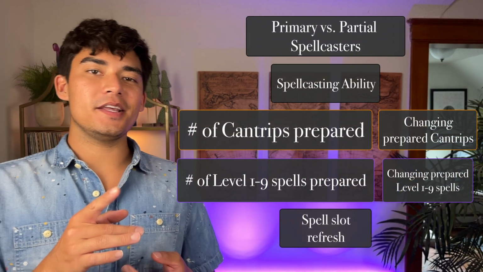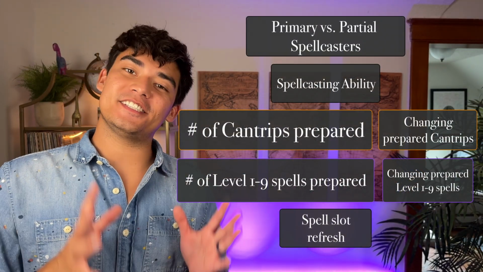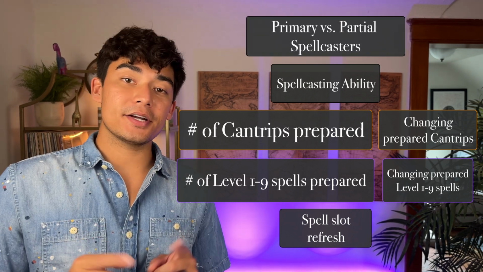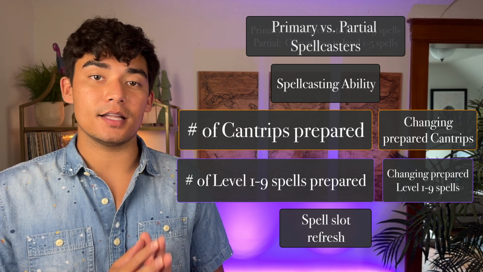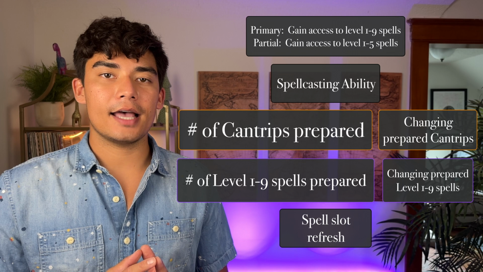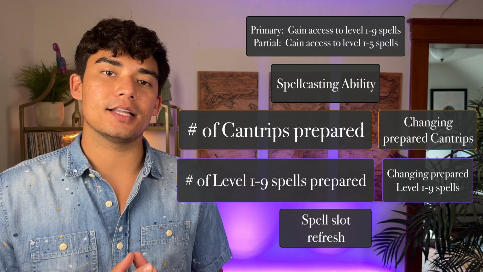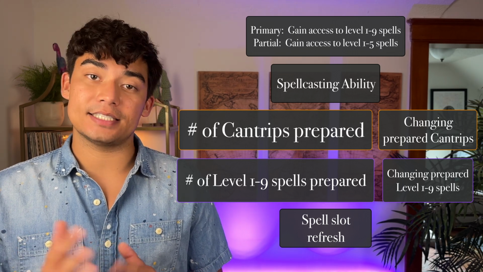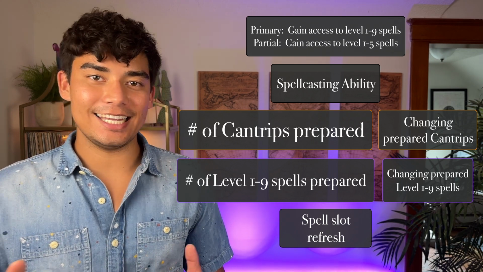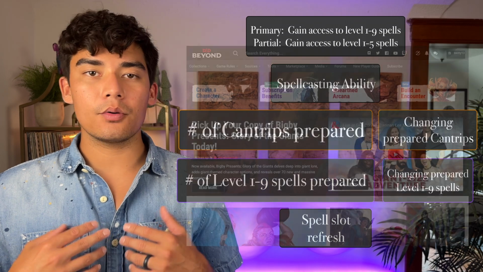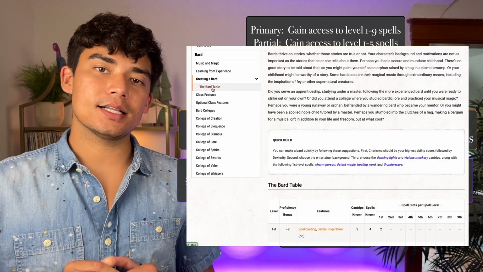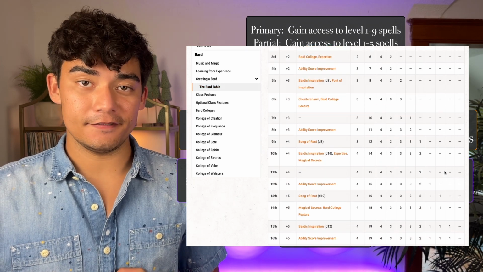Here's the guide that I'll be using as we step through each specific class. Primary versus partial spellcasters. Primary spellcasters have access to level 1 through 9 spells as they level up. Partial spellcasters will only have access to level 1 through 5 spells as they level up. I won't dive into how many spell slots each class gets at each level in this video, but I would suggest going to D&D Beyond, finding your class, then go to the classes table if you want more specifics.